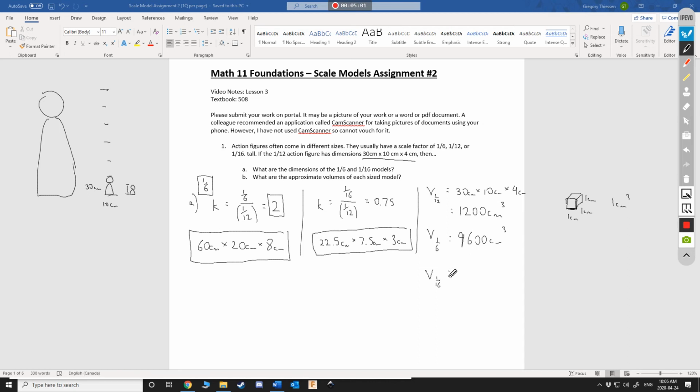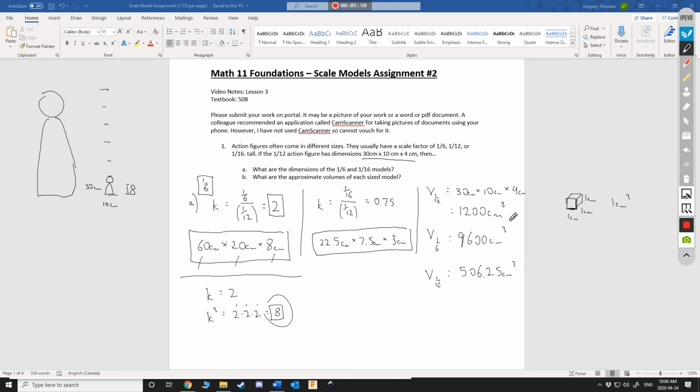There's actually another way that we can solve for volume, and we have to understand how k squared and k cubed work. For the first one, k is 2. If I cube that number, that's 2 times 2 times 2, which equals 8. So if my scale factor is 2, my volume will increase by a factor of 8, because each dimension is doubled. The height got doubled, the width got doubled, the depth got doubled. So 2 times 2 times 2 is 8.